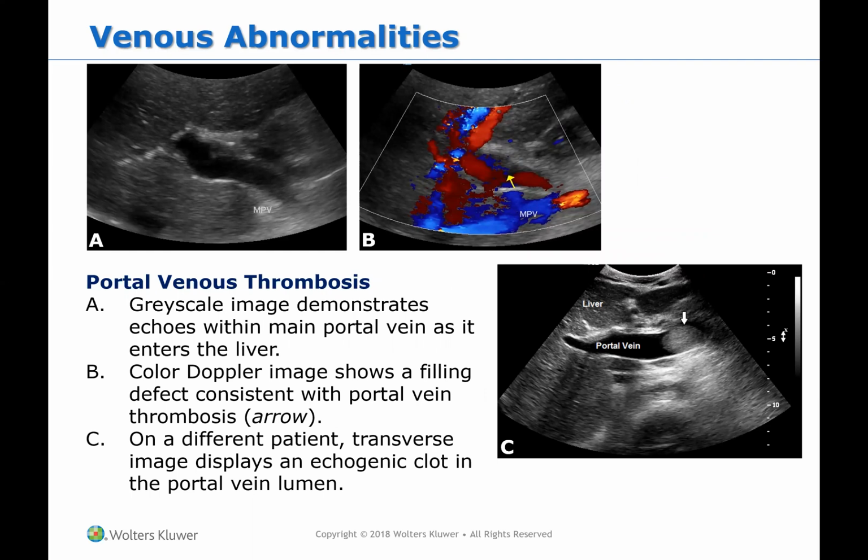Image A is a grayscale image that demonstrates echoes within the main portal vein as it enters the liver. You can see there's a little bit of gray at the top of that vein, so there might be some clot there. B is the color Doppler image, which shows a filling defect consistent with portal vein thrombosis, so there is some clot in there. On a different patient, the transverse image displays an echogenic clot in the portal vein, which is kind of spooky.